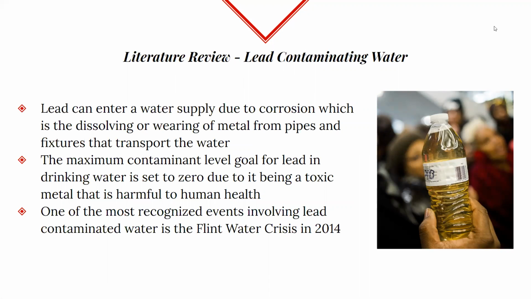Lead contaminating water. Lead can enter the water supply due to corrosion, which is the dissolving or wearing of metal from pipes and fixtures that transport the water. The maximum contaminant level for lead is 0 due to it being a toxic metal and harmful to human health. One of the most recognized events involving lead contaminated water is the Flint, Michigan water crisis in 2014.